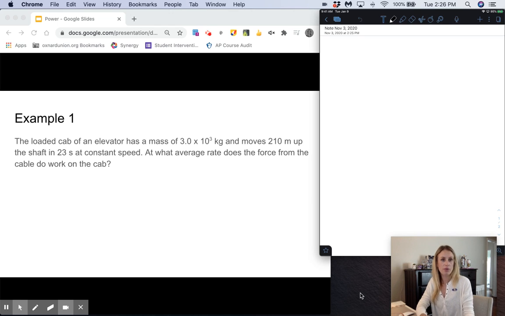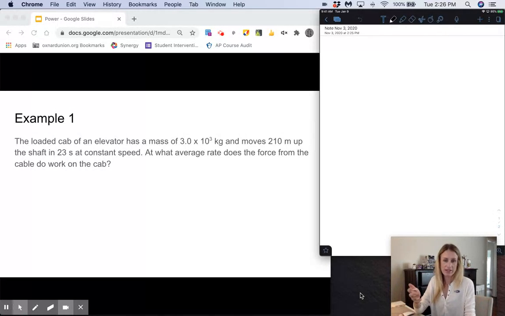Right, so example number 1: the loaded cab of an elevator has a mass of 3 times 10 to the third kilograms and moves 210 meters up the shaft in 23 seconds at constant speed. At what average rate does the force from the cable do work on the cab? Here they're not asking you for the work done, they're asking for the average rate of work, aka the power, because we know power is the rate at which work is done with respect to time.